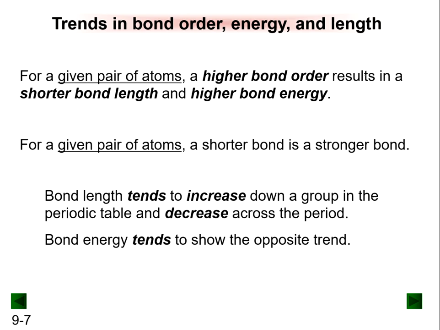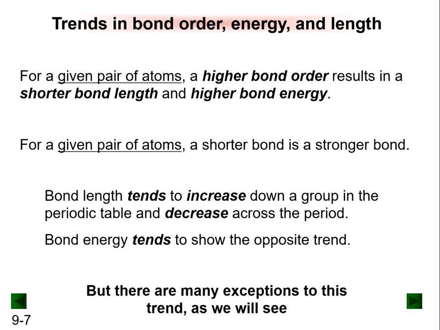Bond length tends to increase down a group in the periodic table and tends to decrease across the period. The bond energy tends to show the opposite trend. So as we go across a period, the size of the atom decreases, the atoms can get closer, and they tend to have stronger bonds. But that's a very, very general trend, and the opposite is observed a lot of times. So there are many exceptions to this trend, as we're going to see in a moment.